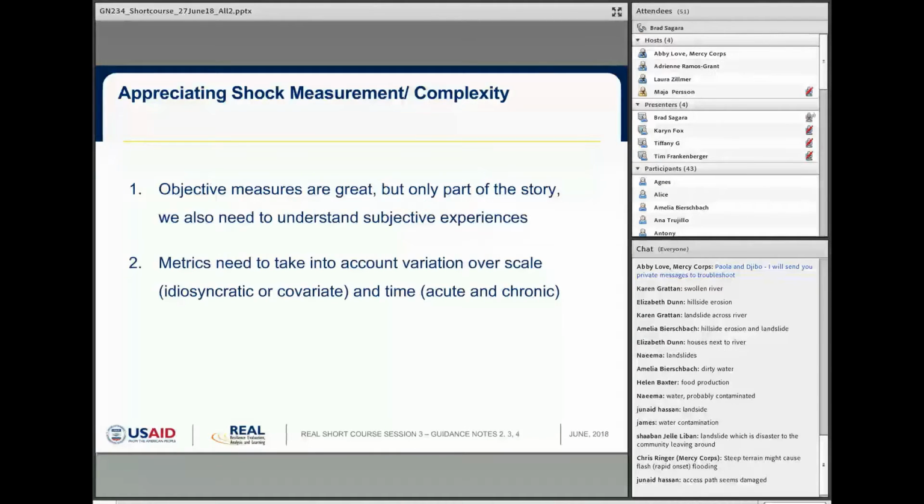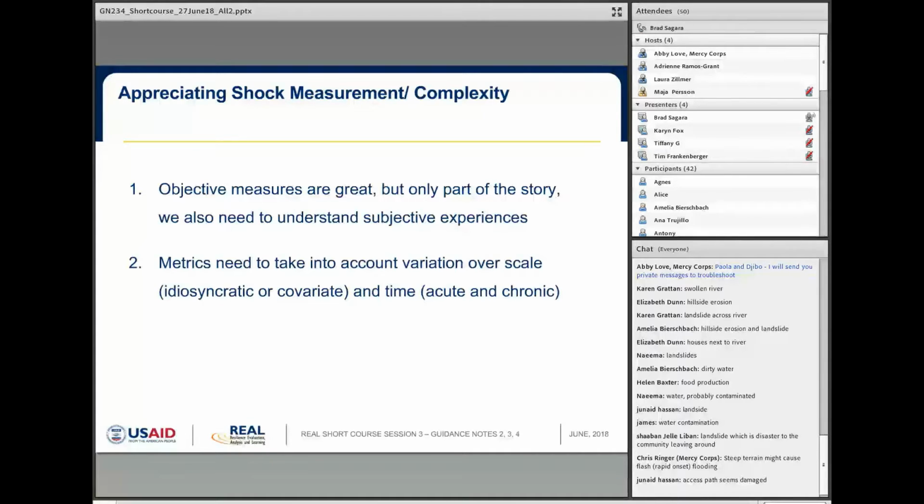So in sum, objective measures are great, but they really only tell part of the story. Usually they tell us more about what shocks people have been exposed to, but we also need to understand subjective household experiences. Finally, the metrics need to take into account variation over scale.